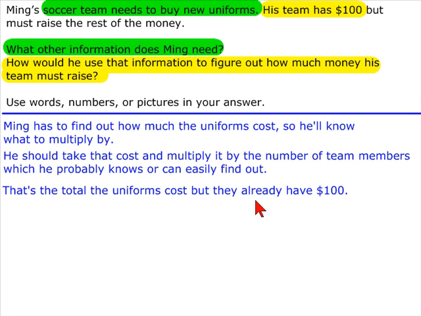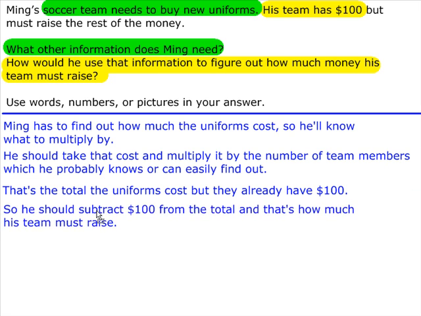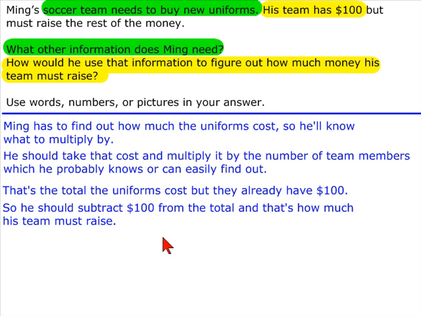Aha, but they already have $100. So he should subtract $100 from the total, and that's how much his team must raise.